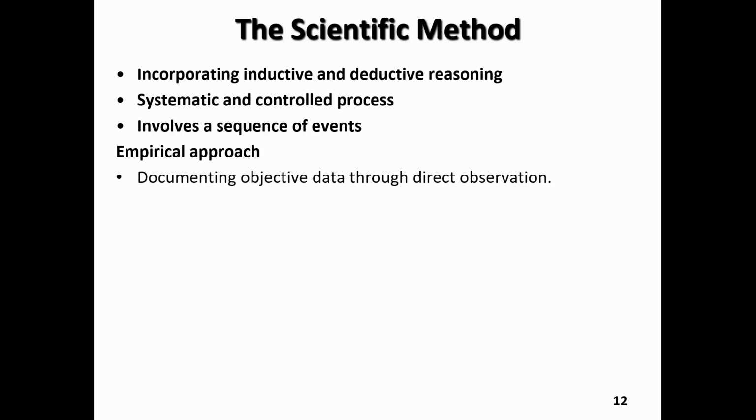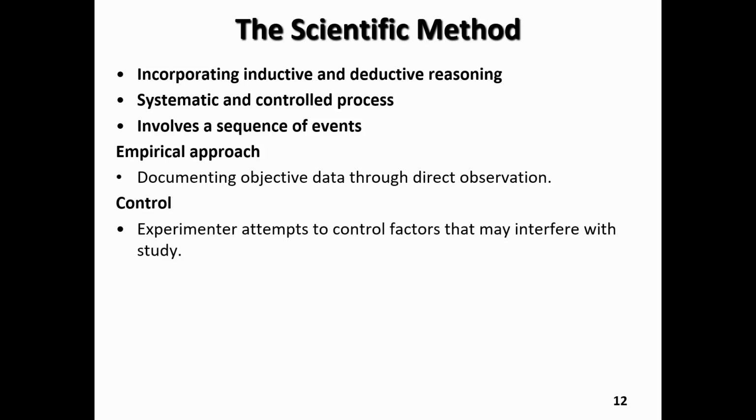A key critical step to the scientific method in conducting an experiment is the concept of control. And what control basically does is it allows the experimenter to control factors that could interfere with the study so that the study is conducted in an isolated manner to address the research question that is posed.